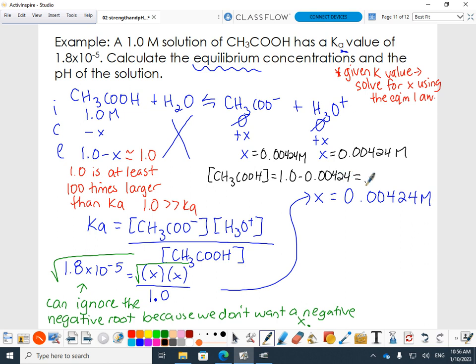Even when you do this math to do 1 minus the x value, the number you get is 0.99576. So even that, you're like, okay, that's 1, right? So you're kind of proving that the 100 rule is good. But I'll write down all my decimal places. But again, rounding this to 1 sort of makes more sense.